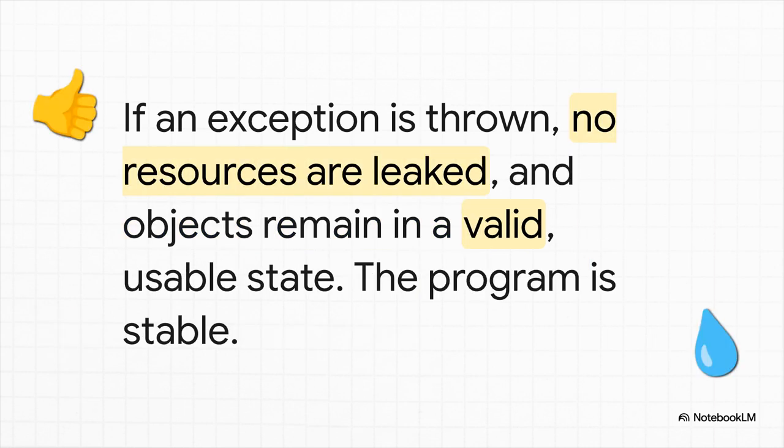A more practical promise for most code is the basic guarantee. This says that if an exception happens, two things are true. One, no resources will be leaked, so no memory leaks, no open files left hanging. And two, all of your objects will be left in a valid, usable state. The operation itself might have failed, but your program as a whole is still stable and won't crash.